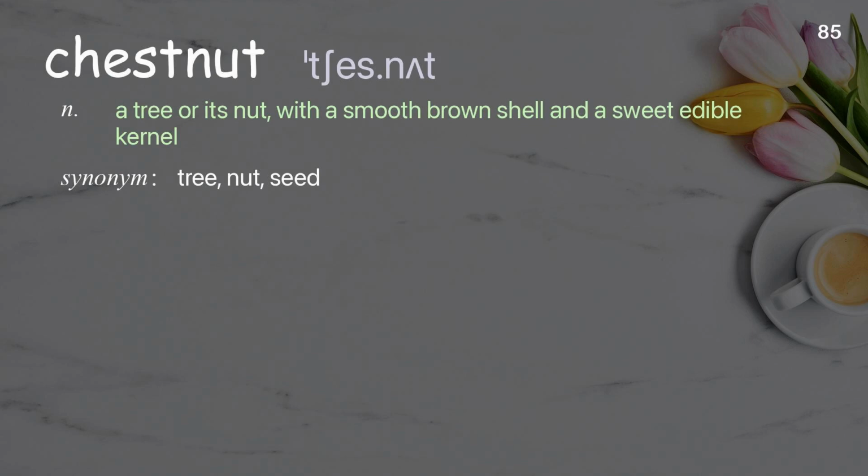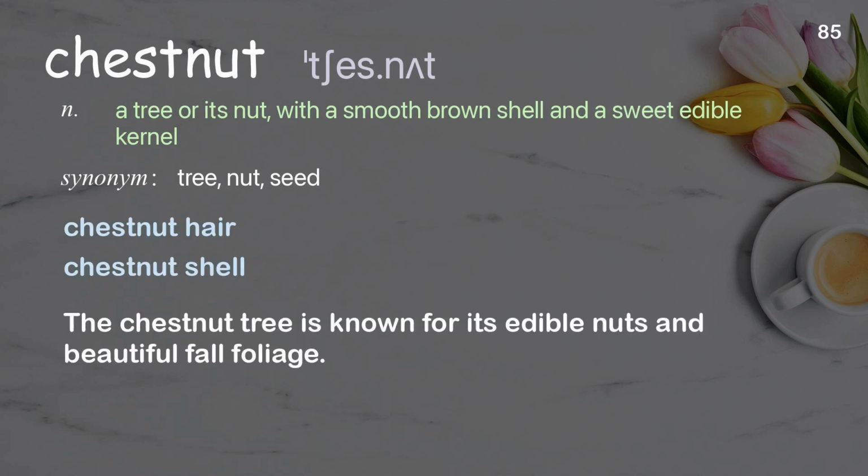Chestnut. A tree or its nut, with a smooth brown shell and a sweet edible kernel. Examples: Chestnut hair. Chestnut shell. The chestnut tree is known for its edible nuts and beautiful fall foliage.